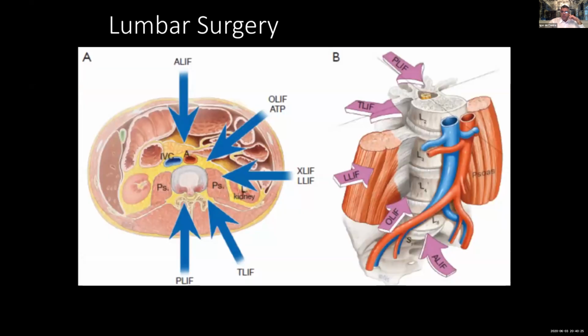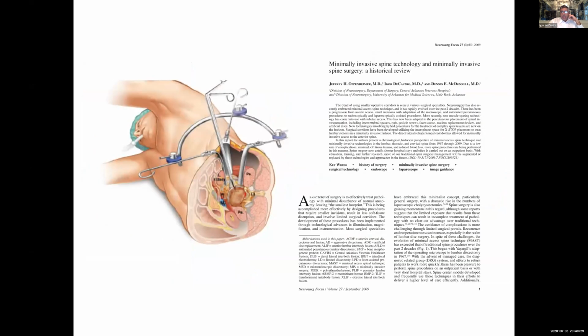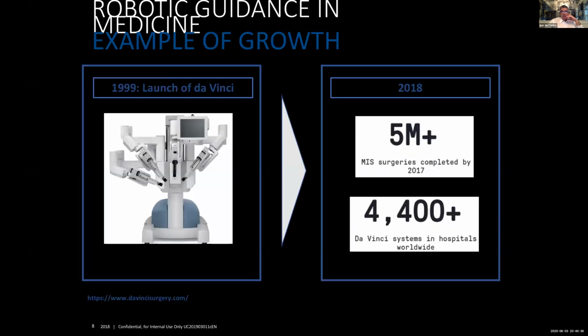So again, just to reinforce what we have to know about anatomy. In 2009, I published that and gave the MIS history, and gave full credit to Professor Pimenta on the lateral approach. But that's where we're standing now. The Da Vinci was created in 1999, and so far, until 2017, 5 million cases. There are 4,400 Da Vinci systems. I researched that because I wanted an idea of how many we had spread all over the world.